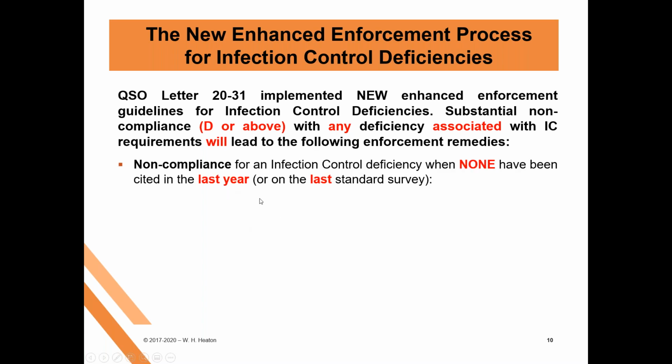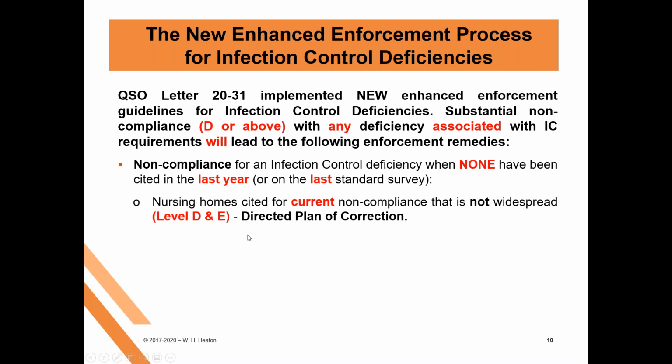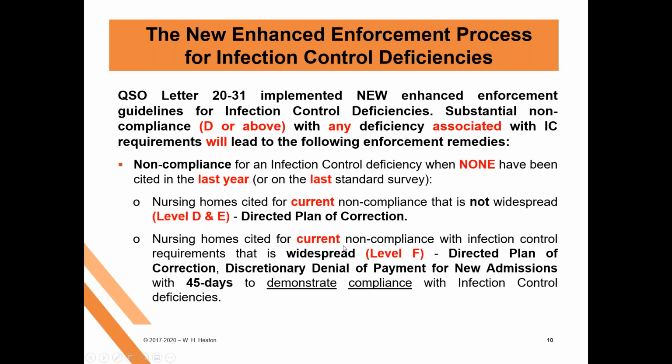So here's what happens. If the facility has had no infection control deficiencies over the last year, since the last standard survey, and the facility is cited at a D or an E level, remember this is no deficiencies in the past year, no current infection control, it's an automatic directed plan of correction. You have that information in your handout. If you're cited at an F level, that's considered widespread.